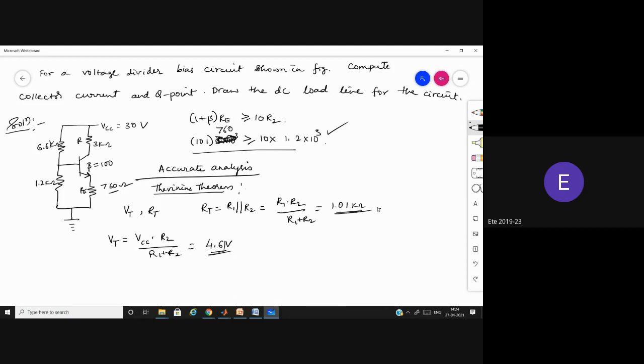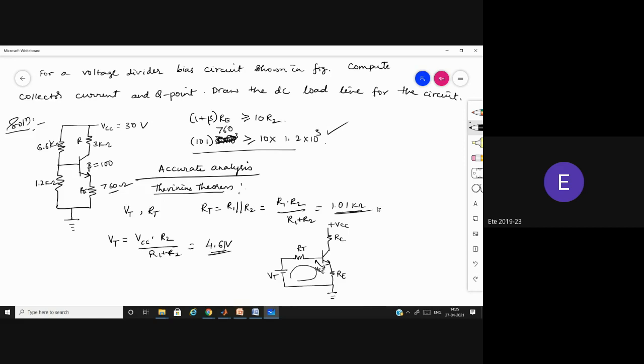In order to find the base current, we first need to modify this circuit, because we have used accurate analysis. This is the modified circuit: we have RE, RC plus VCC, and this is our RT, this is our VT, and this is VBE.